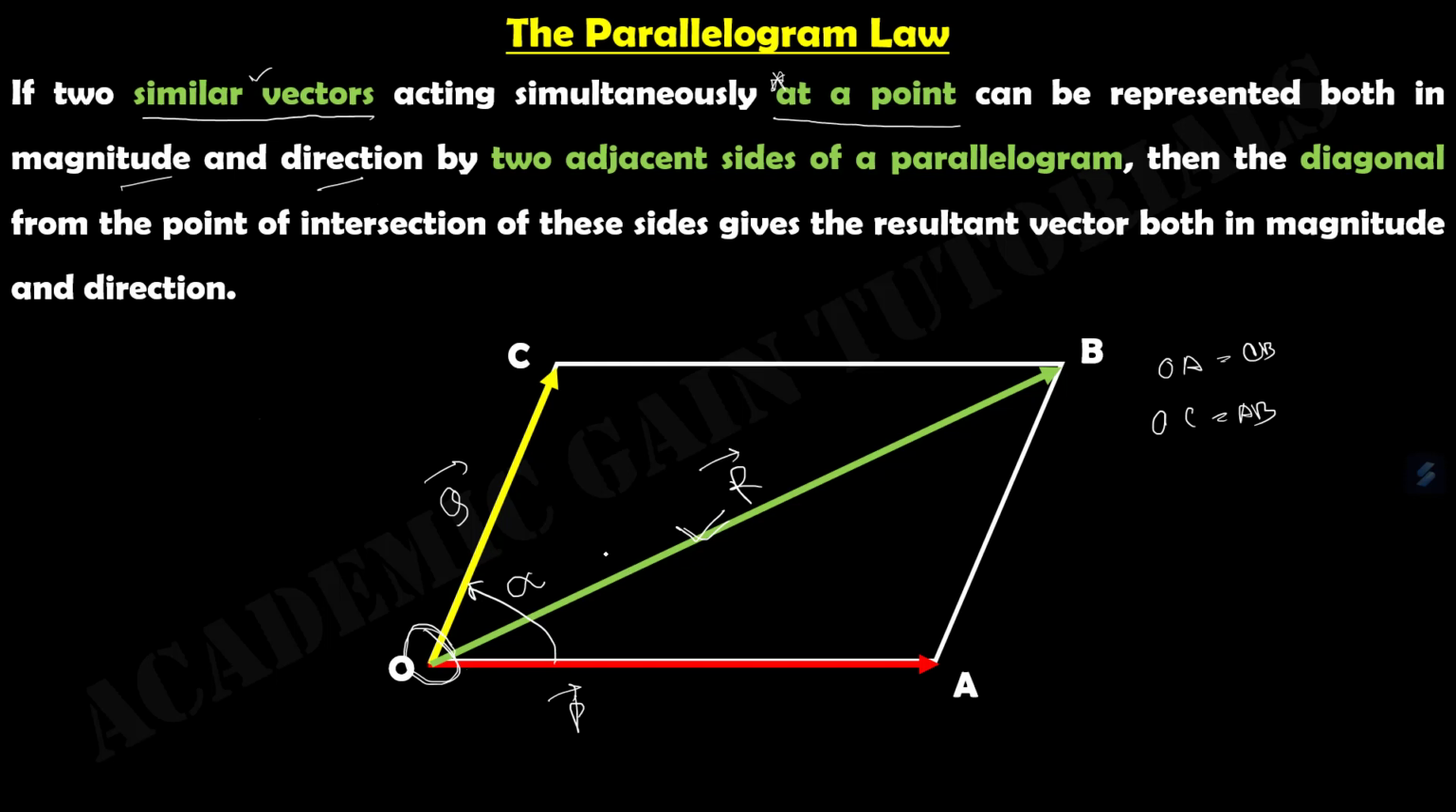If we know the value of this diagonal, then we will have the magnitude. Also, with respect to P, we say that this is an angle of theta. So if we can find out this theta, then we can also have the direction. So this parallelogram law gives us both magnitude and direction.